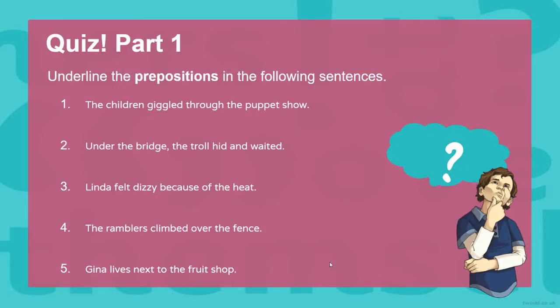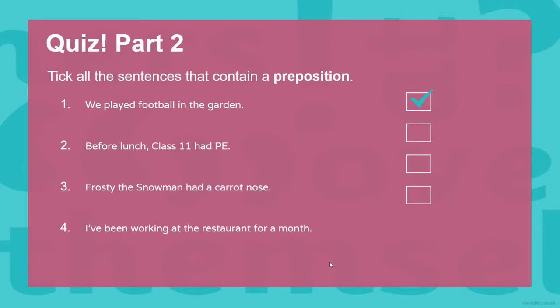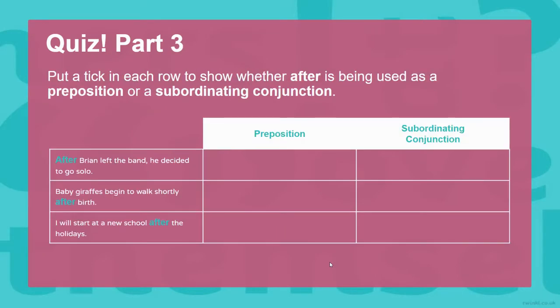So now I'd like you to take part in this quiz and then mark it using the mark scheme. Once you've done that, like in our usual SPaG test, can you tick all the sentences that contain the preposition? Then we'd like you to tick the preposition or the subordinating conjunction. Now we know a subordinating conjunction is part of a sentence that adds additional information to the main clause, and is simply a word or words used to join subordinating clauses to another clause in the sentence.